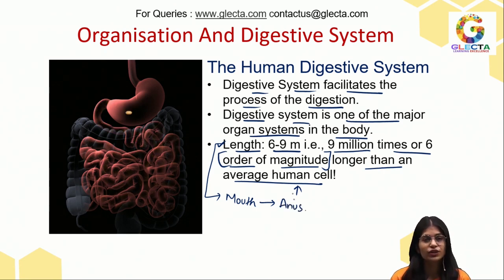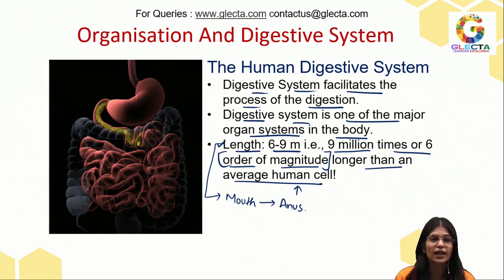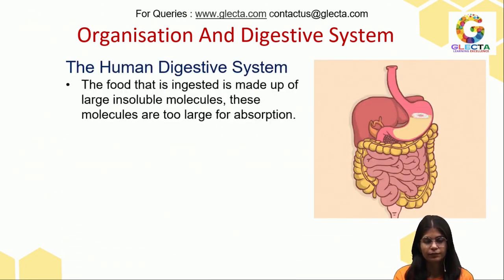So from the mouth to the anus, there's just one tube which is at least 6 to a maximum of 9 meters in length. The food that is ingested is made up of large insoluble molecules. For example, you eat bread. It's not possible for the body to take in bread as it is.